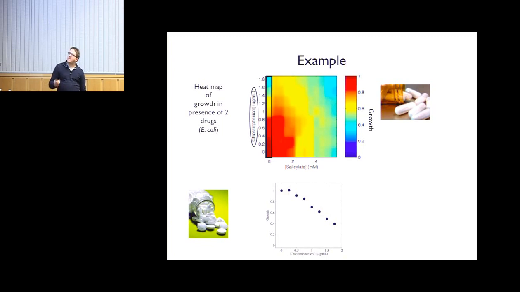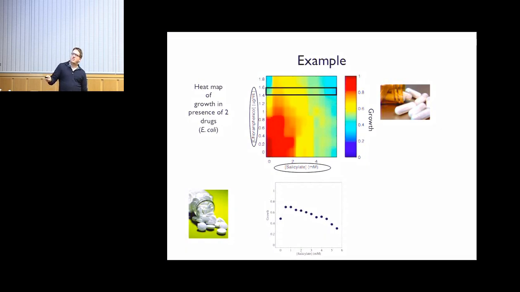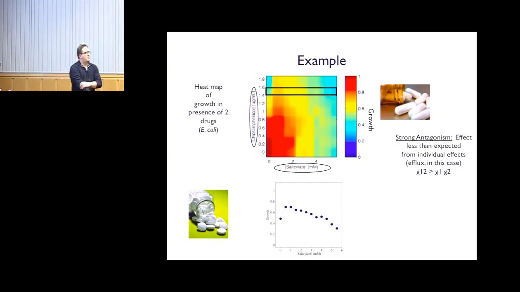But if you look higher on the axis, you start to see something interesting. So if I start with a non-zero amount of chloramphenicol and I add salicylate, you see an initial increase in growth and then a decrease. And again, this particular experiment's not great, but you could fill these data points in very easily, and this is actually a known effect. So in this particular case, these drugs are very strongly antagonistic. It's called suppression. One actually suppresses the effect of the other.